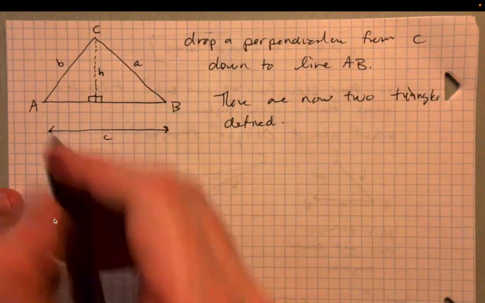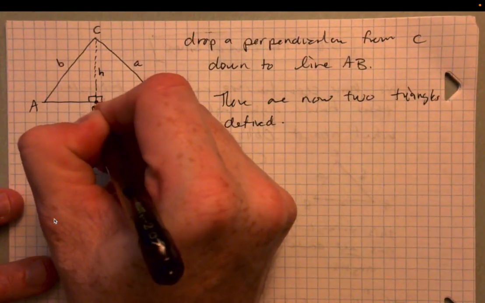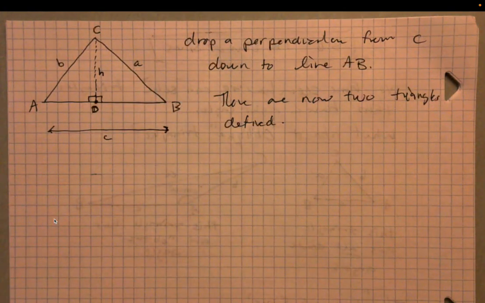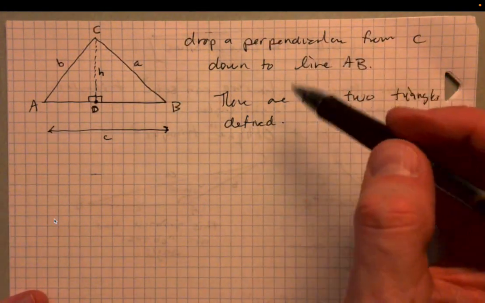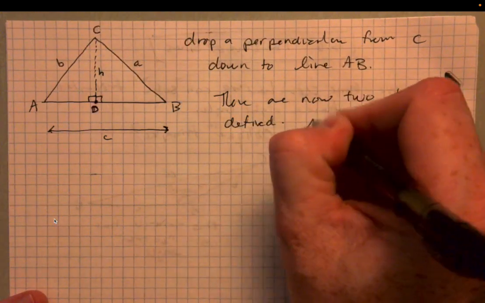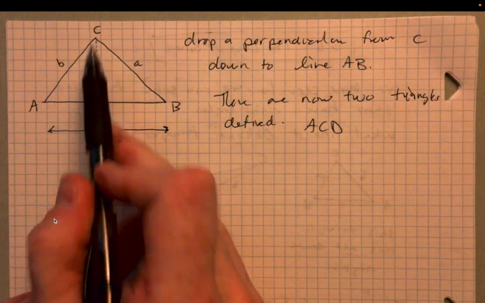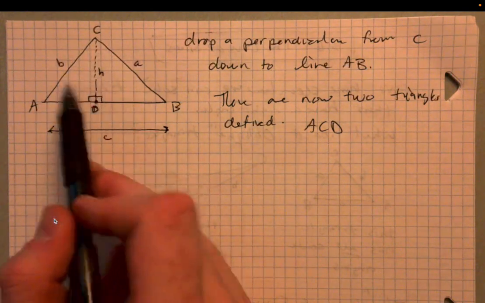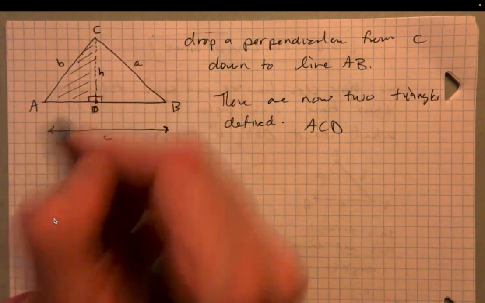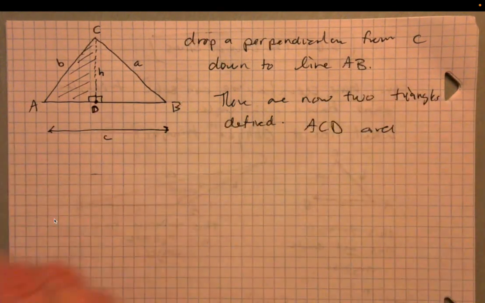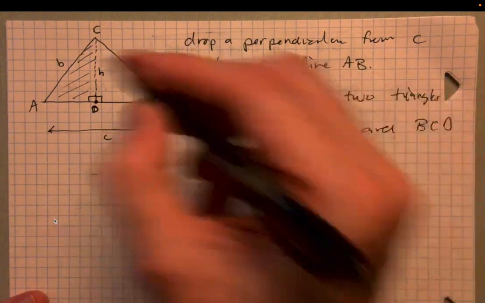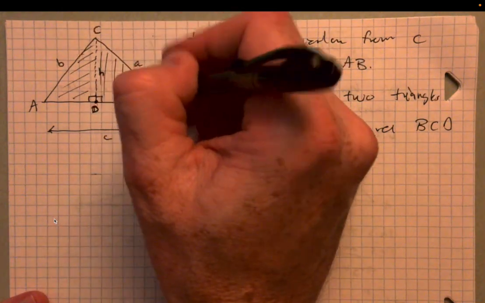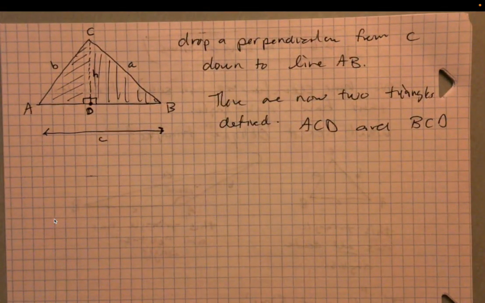Okay, and let's label this point D down here where the perpendicular intersected AB. So you've got the triangle ACD, so this side over here, kind of think of this as one side. And the other side, of course, is BCD. So you can think of this as the other side. So you got these two triangles. And using these two triangles, we're going to quickly develop two of the three ratios.